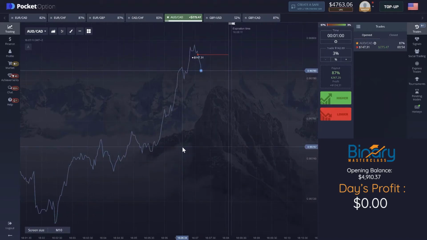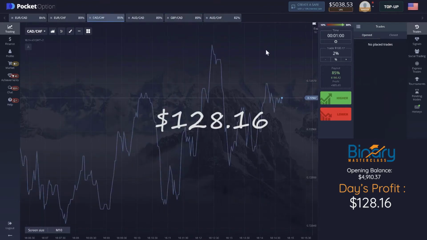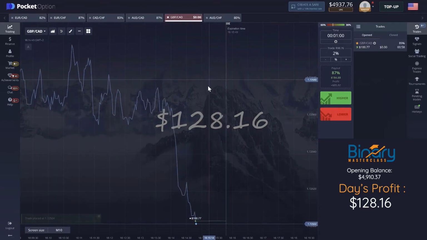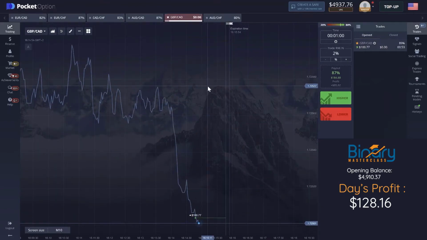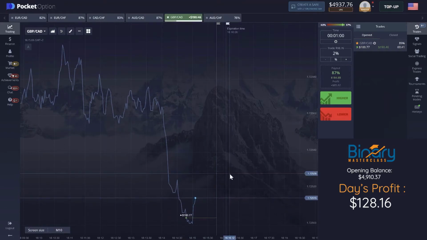So we're taking our first trade here, a put on Aussie CAD at a known resistance area, and it moves nicely off of the resistance into the profit for us. And it continues to move down into the money, giving us a nice first entry win for a profit of $128.